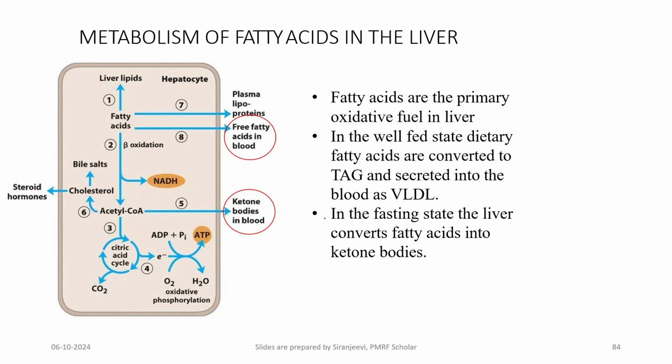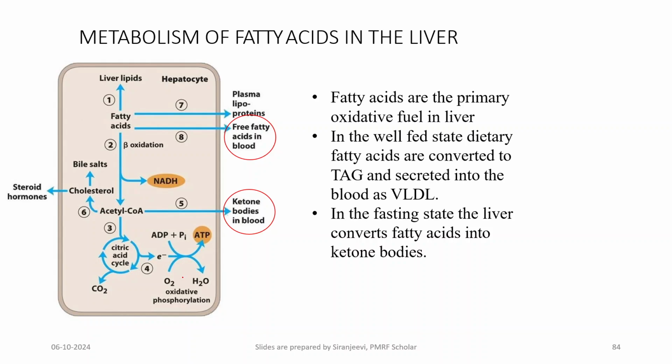The next metabolism is fatty acid metabolism. Whenever fatty acids are in the liver, if they have to be given to the body, they will be combined into plasma lipoproteins, and then the free fatty acids will be degraded. If it is not required in circulation, it will undergo beta oxidation. Finally, it forms acetyl CoA, and then it can form cholesterol, bile salts, or steroid hormones, or else it can go into the TCA cycle and finally produce ATP for energy needs.